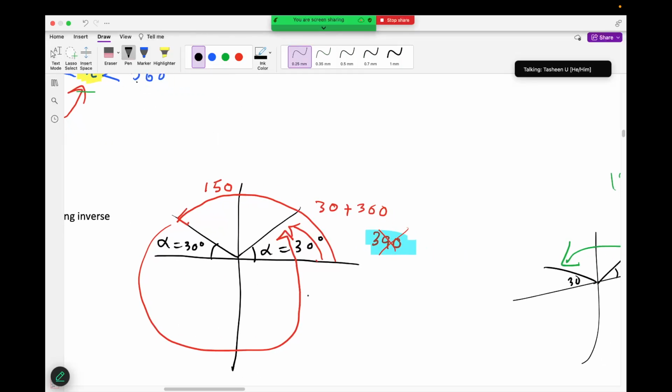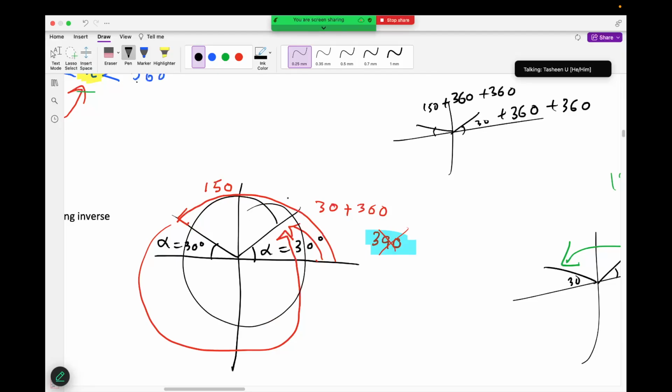First of all, we find the angles in the quadrant. So this is 30 and this is 150, and then we just add 360. We keep on adding 360, we get the next successive angles. Here also we add 360, you get the next successive angles. Just rotate to the same point.